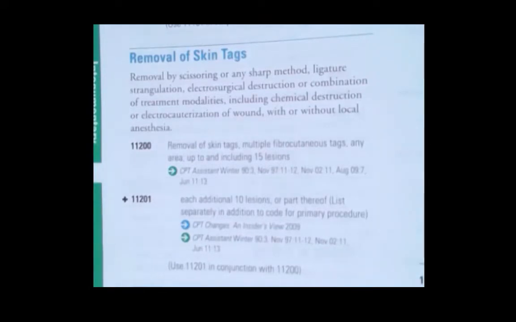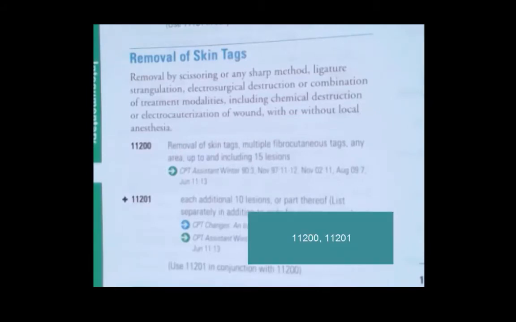Okay, so I went to the codes in the code book. This is in the integumentary system. The removal of skin tags has its own section, and the code description for 11200 says up to and including 15 lesions, and our question was 16. And as you see the code description for 11201, each additional 10 lesions or part thereof. So that means for the removal of 16 skin tags, you're going to have to use code 11200 and code 11201, and that is written with a comma between those.